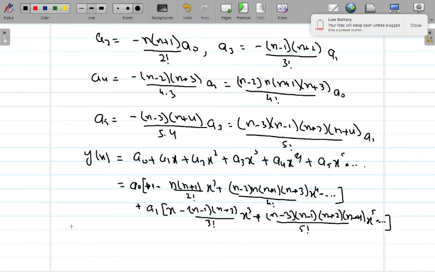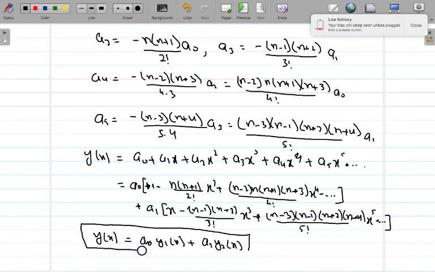So this implies that y of x is equal to a naught y1 of x plus a1 y2 of x, which is the general solution as we have discussed in the start. So this is the value of y1 and this one is the value of y2. So this is the general solution of the Legendre differential equation.